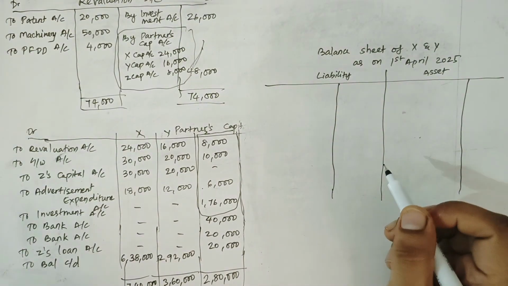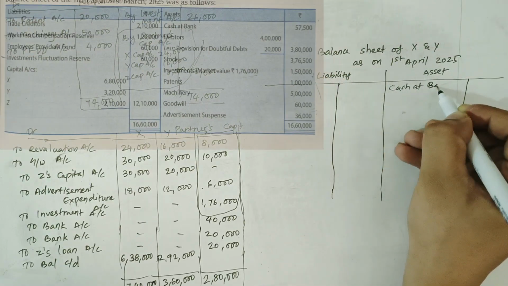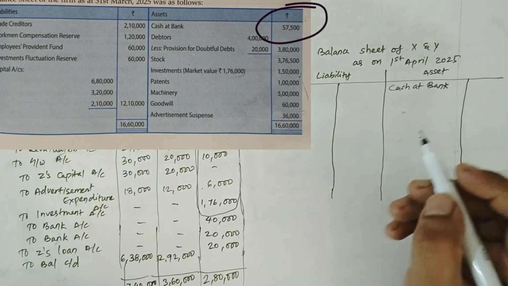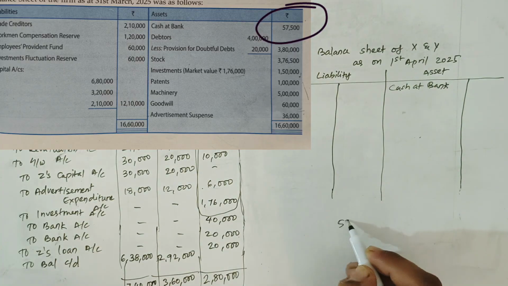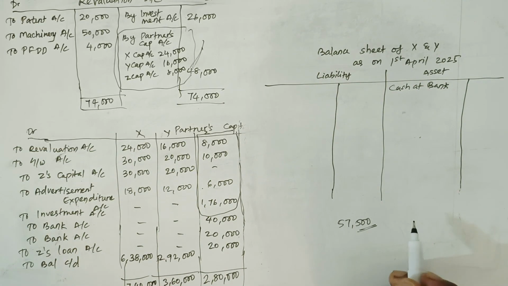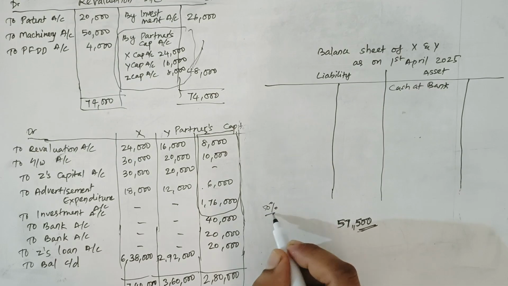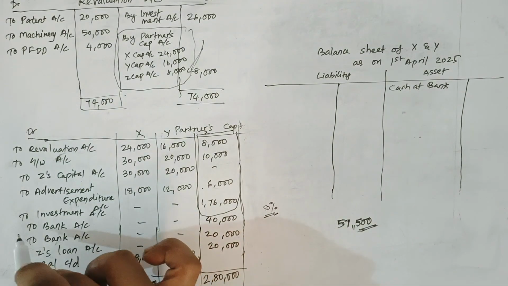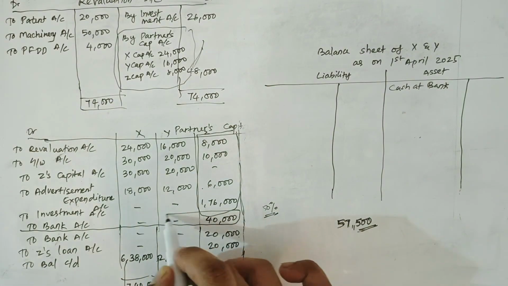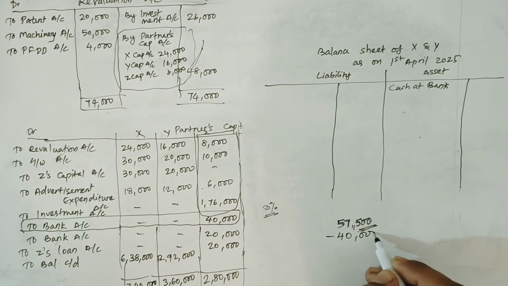In their old balance sheet, the value of cash at bank was 57,500. But after the adjustments, on the date of retirement, 50% of the amount due was paid through bank, that is 40,000. This 40,000 has to be reduced from bank: minus 40,000.